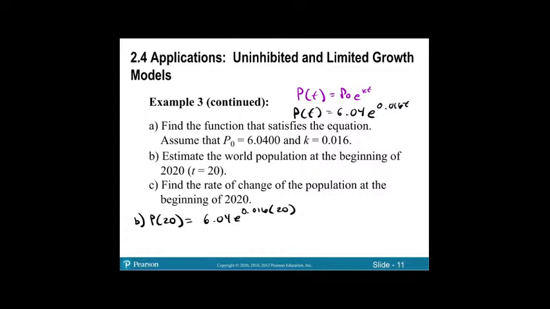Okay. So this is approximately 8 point... How many decimal places did they do? They did 4, 3, 1. Let's do 3179. So 8.3179 billion people.